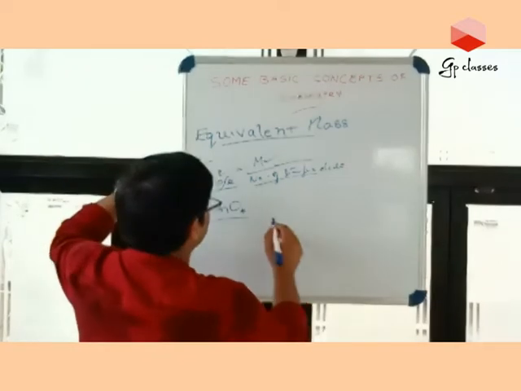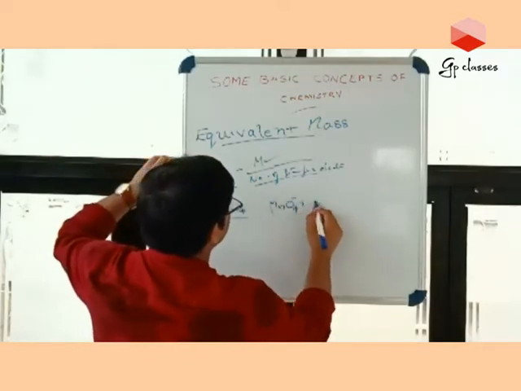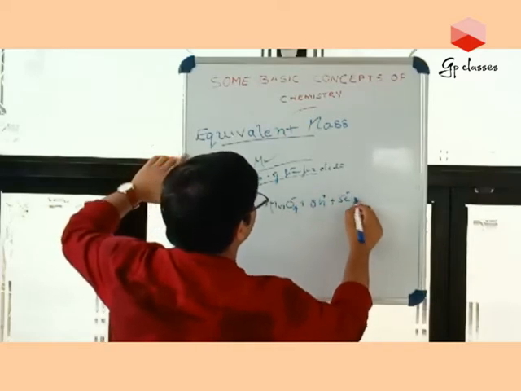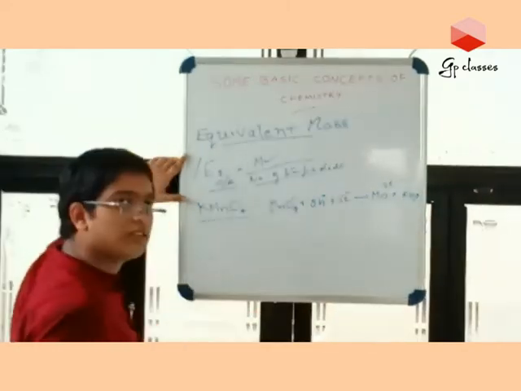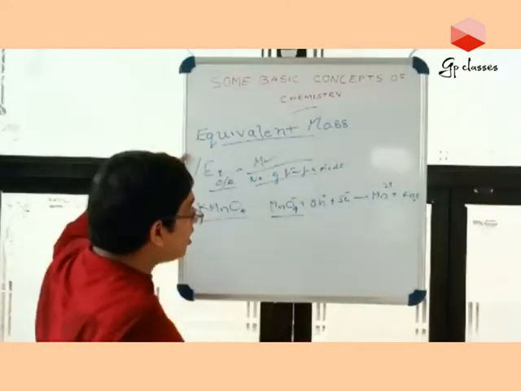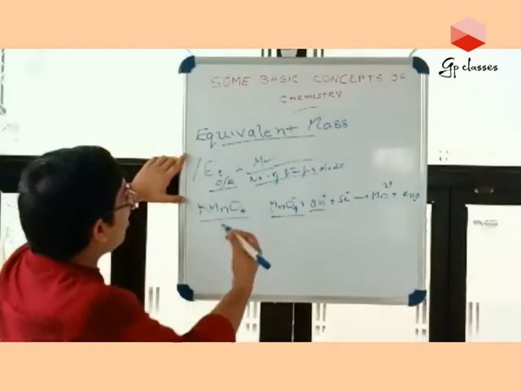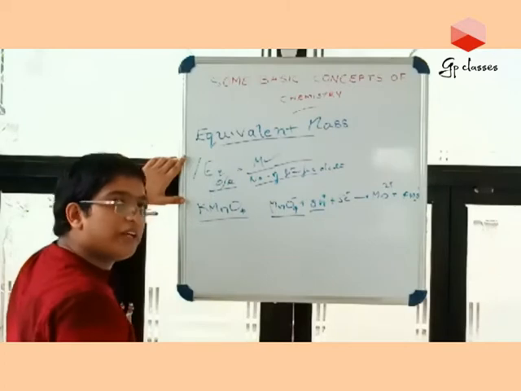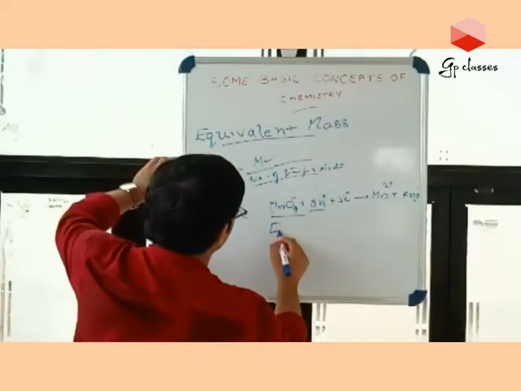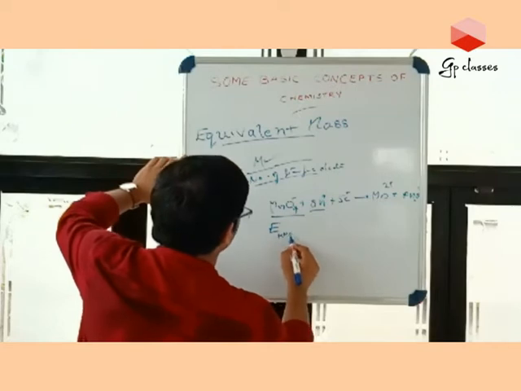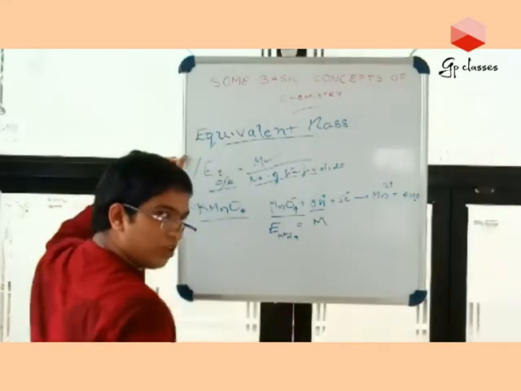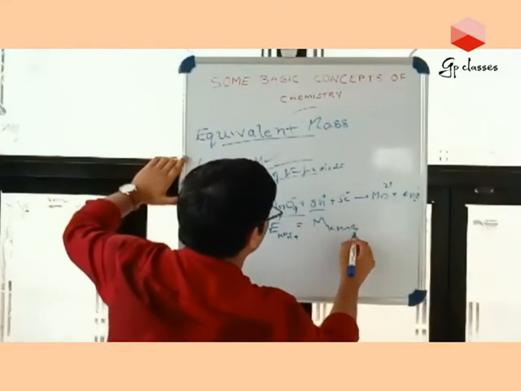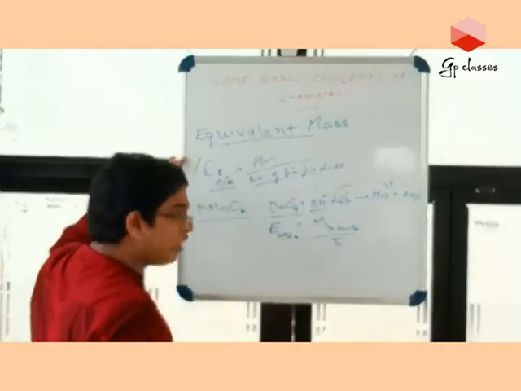The reaction follows as MnO4- + 8H+ + 5e- gives Mn2+ + 4H2O. So this is the equation of potassium permanganate in acidic medium. What will be the equivalent mass of potassium permanganate in this reaction? The equivalent mass of KMnO4 is equal to the net mass of KMnO4 divided by the number of electrons. Here, what is the number of electrons? 5 electrons.